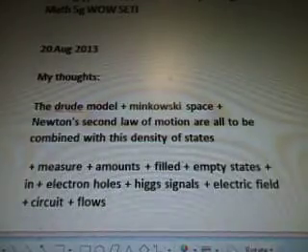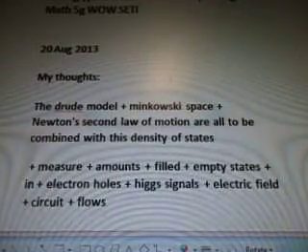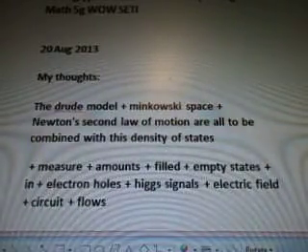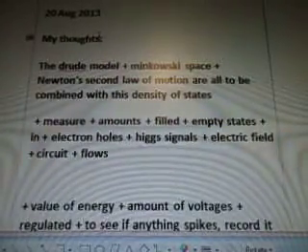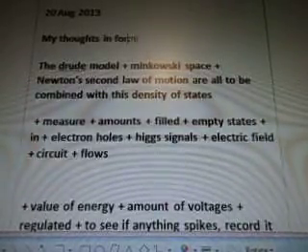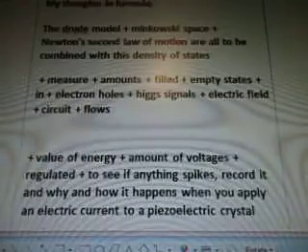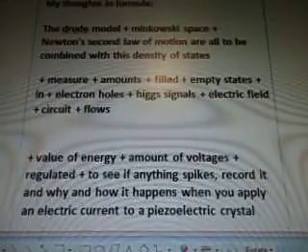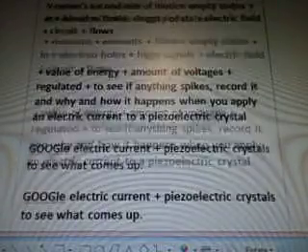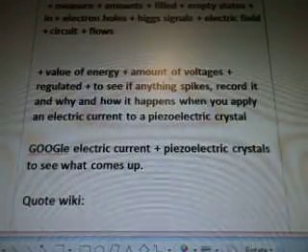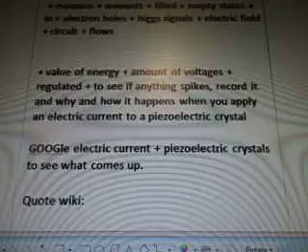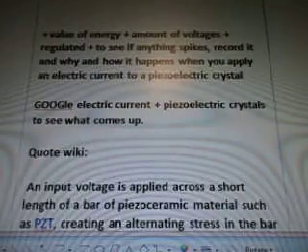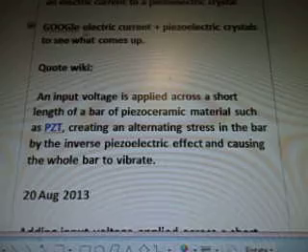August 20th, my thoughts. Today's October 6th. The Drude model and add some Minkowski space and Newton's second law of motion are all to be combined with this density of states. Okay, so my thoughts in formula. I hope I put the word formula up here. Yep. Okay. So you had measure amounts, filled empty states in electron holes, Higgs signals, electric fields, circuit flows, value of energy, amount of voltages, regulated to see if anything spikes, record it, and why, how it happens when you apply an electric current to a piezoelectric crystal. So I'm going to Google electric current plus piezoelectric crystals to see what comes up.